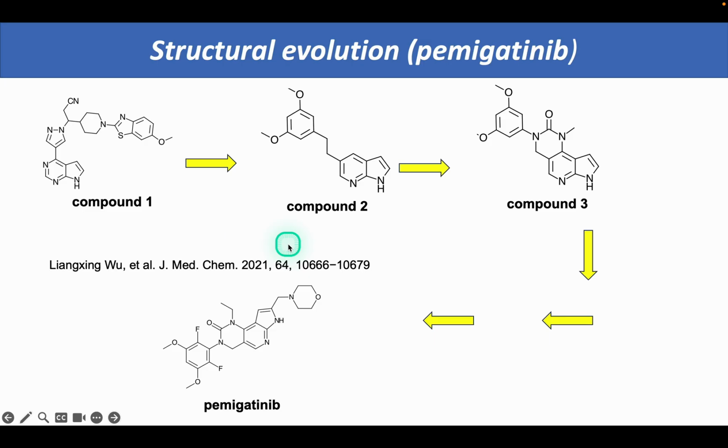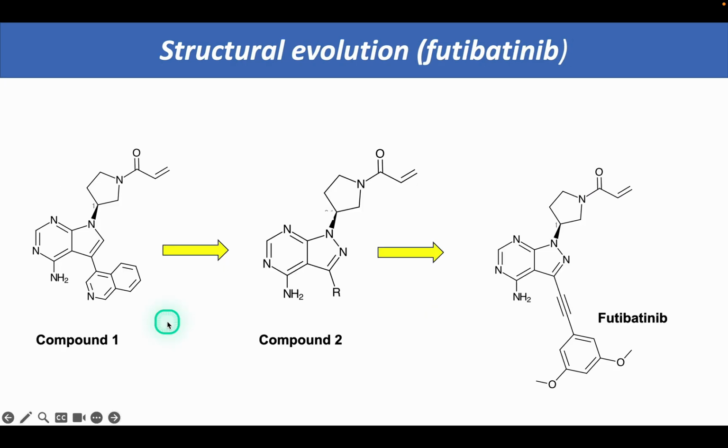Pemigatinib is based on compound 1 as a precursor, which was modified by replacing the pyrrolopyrimidine heterocycle with a pyrrolopyridine, as in compound 2. In compound 3, a cyclic urea was formed to obtain a fused tricyclic structure that was optimized until reaching Pemigatinib.